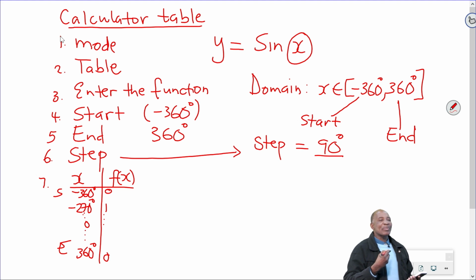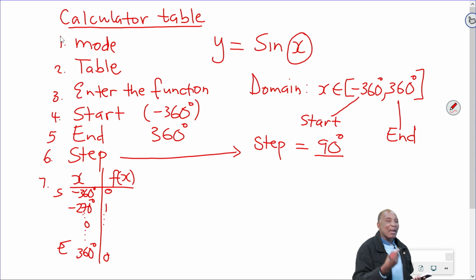Step number 1, you press mode, then you feed your function without saying y is equal to. You just feed the function, sine x. That x represents those angles. Then when you say enter, it will ask you where do you want to start drawing up your table. I want to start from negative 360 degrees and I want to stop at 360 degrees. You enter on your calculator accordingly. After every operation, you press an equal sign. It will take you to the next step.